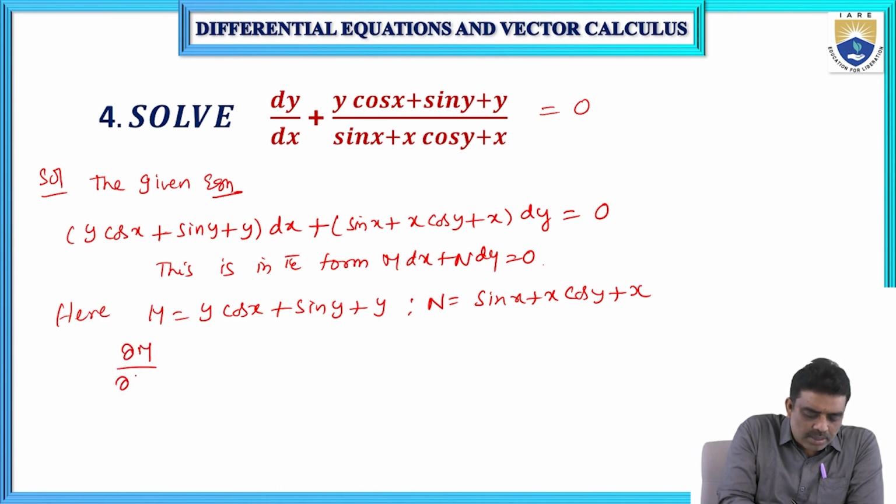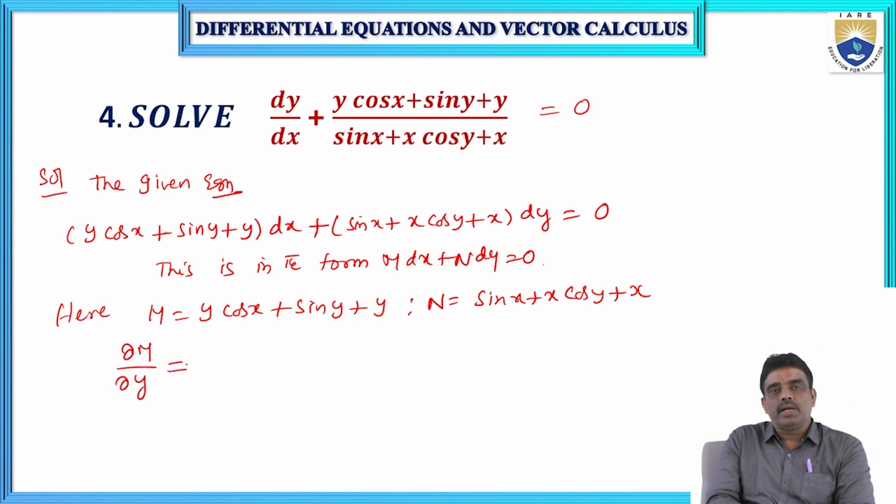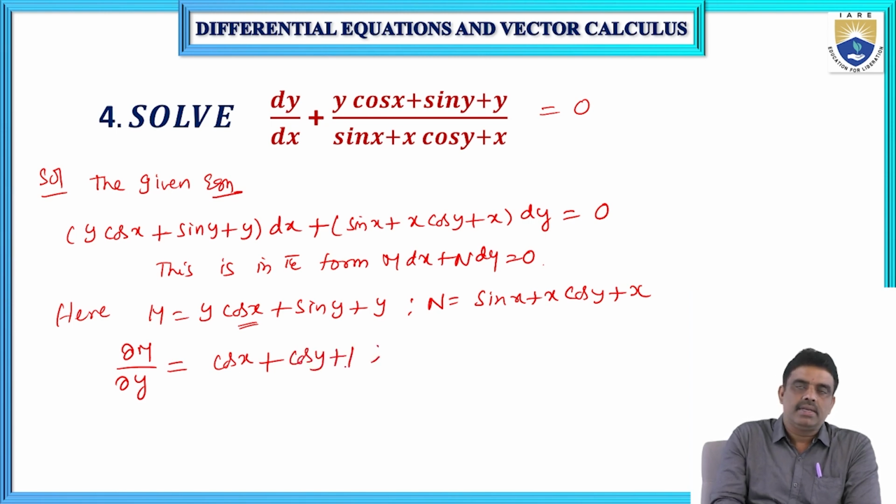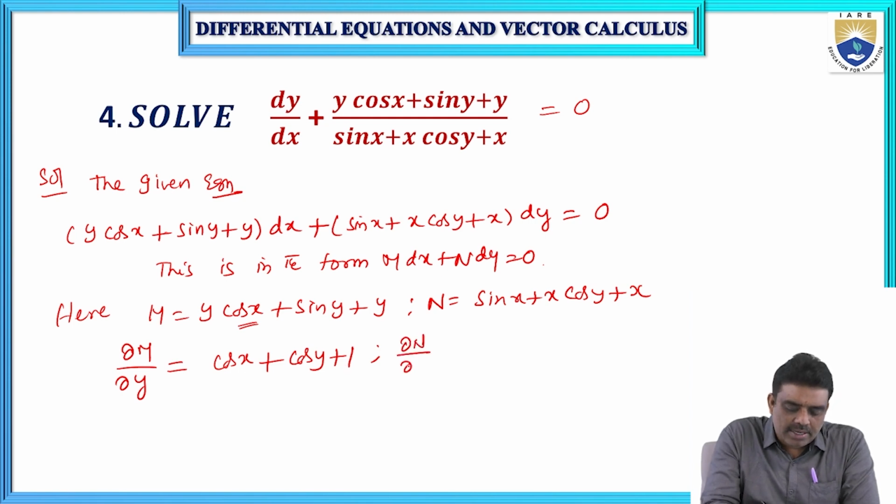Then what is dou M by dou y? The partial derivative of M with respect to y. When you are differentiating partially with respect to y, x is treated as a constant. So the first term gives cos x, the derivative of sin y is cos y, and the derivative of y is 1. So cos x plus cos y plus 1. Similarly, calculate dou N by dou x.